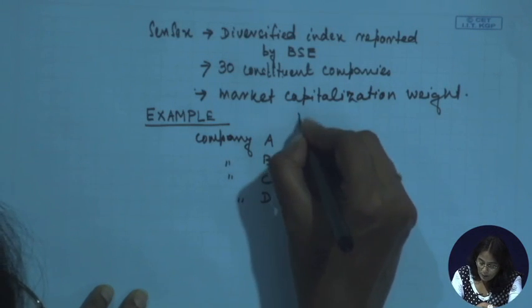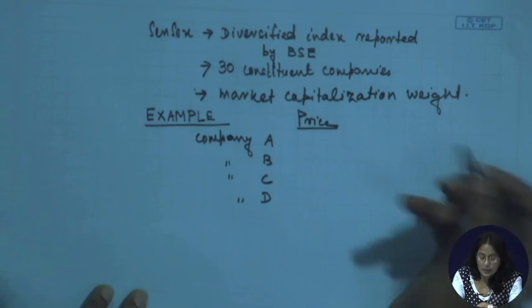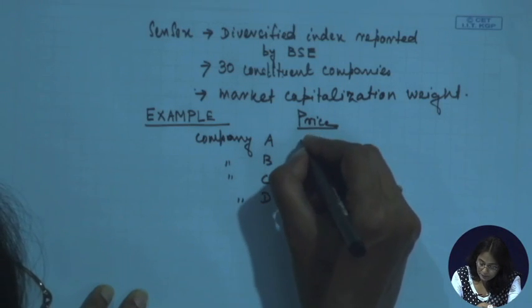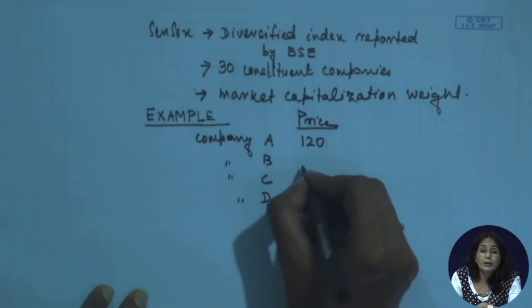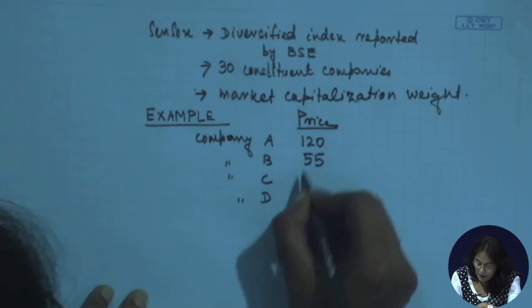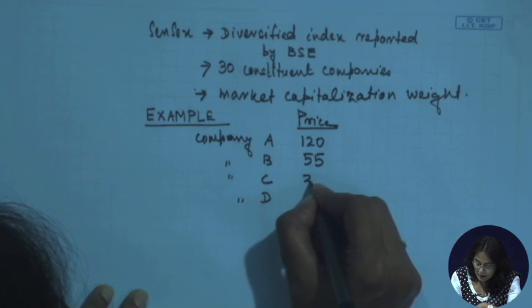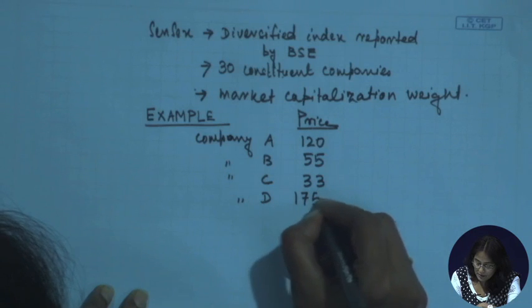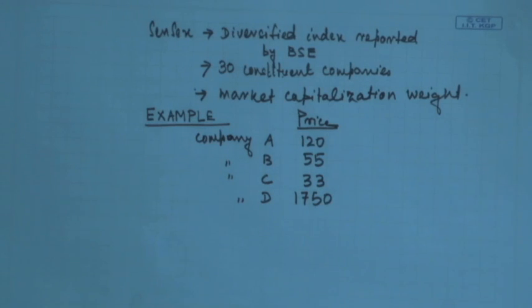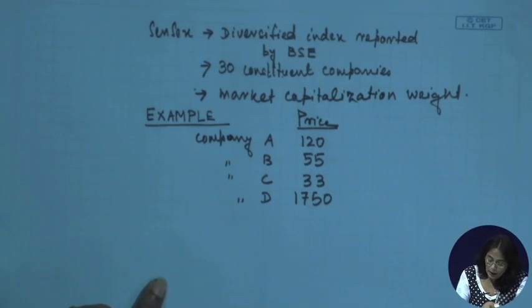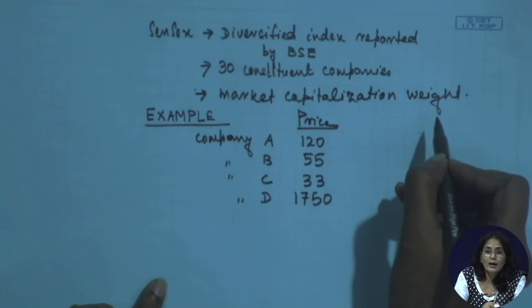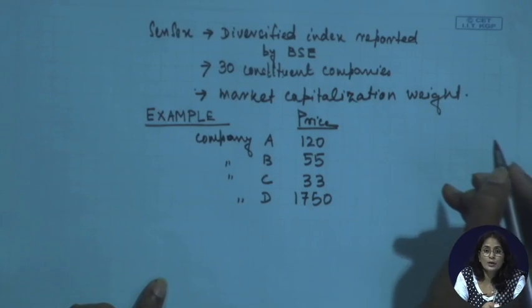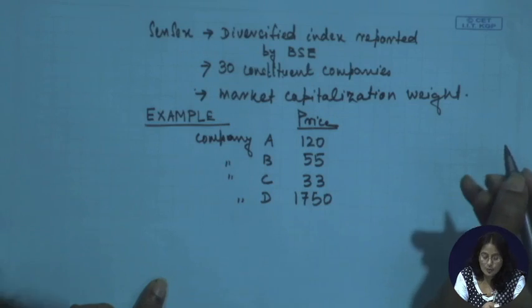Let's say the price of company A is 120, company B is 55, company C is let's say 33, company D is let's say 1750. So this is the price of each share of these 4 companies. Now because these are market capitalization weighted, we have to find out the market capitalization of each of these companies.